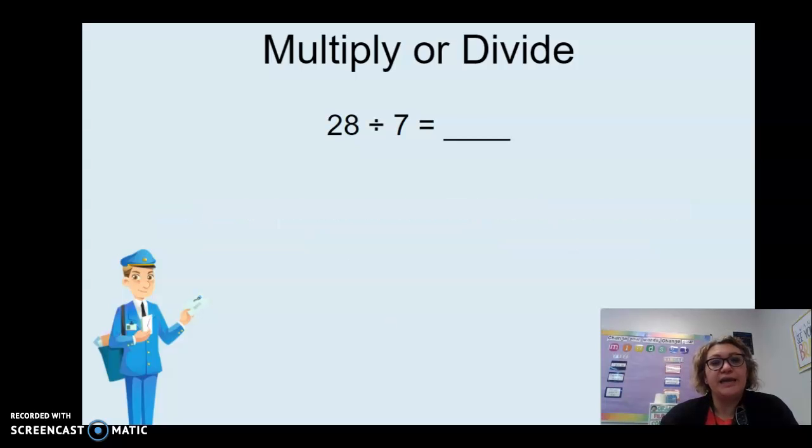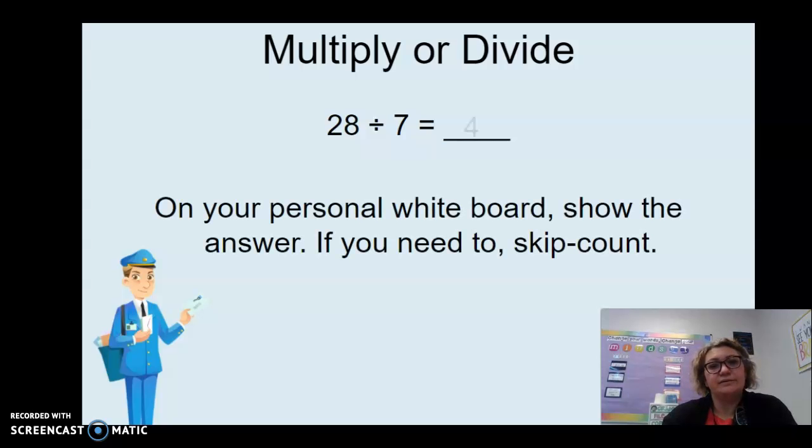Okay. 28 divided by 7. So let's do it again. 0, 7, 14, 21. Ooh, we're getting close. 28. So what number times 7 equals 28? 4. So you would say 28 divided by 7 equals 4.